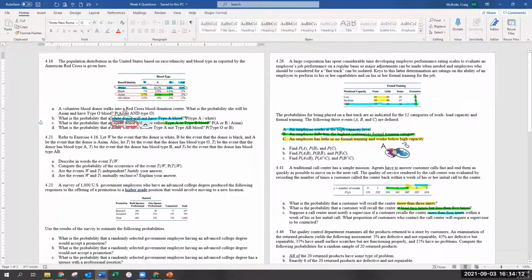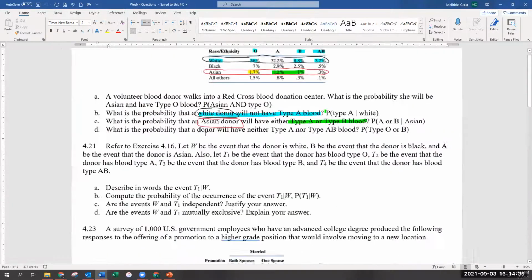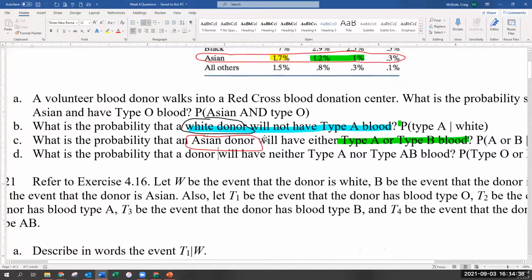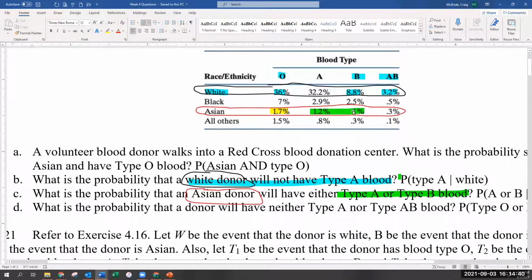But the same problem happens with this second one, because they say that it's now an Asian donor, so that becomes a given condition. So now you're only looking at the Asian donors, the ones that are circled in red. You add up all the good stuff. So the good stuff is type A or type B, which are these 2 numbers. And I should make this bigger so you guys can actually see the numbers. So you add up these 2 numbers of 1.2 and 1. Okay, so 2.2% are the good, and the total is all Asian donors.